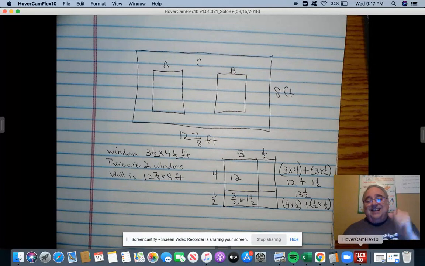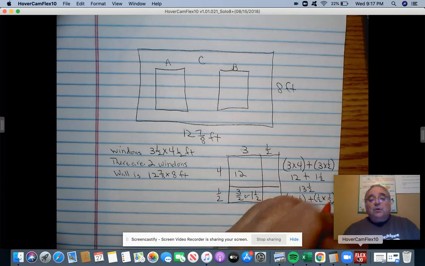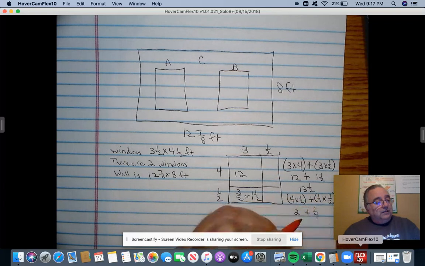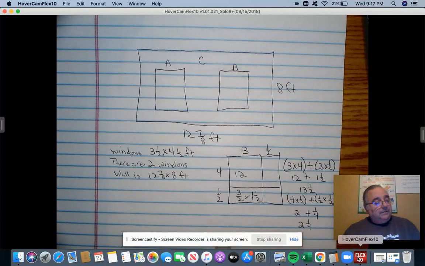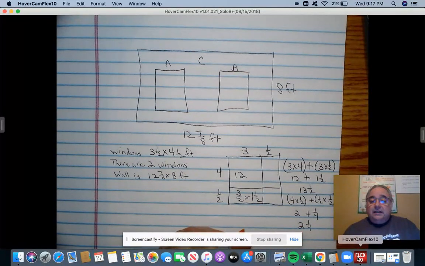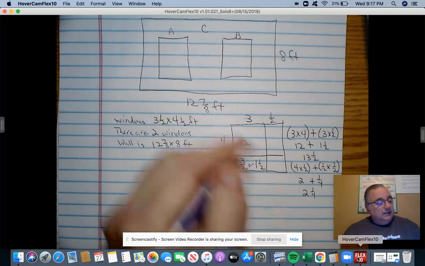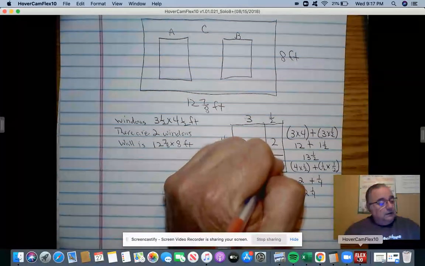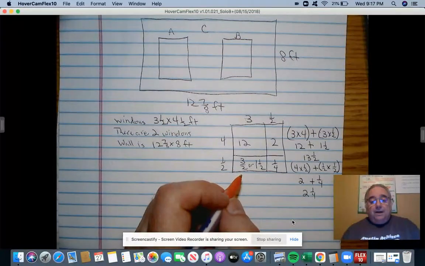Excellent. Yes, 4 times 1/2 equals 2. Then we're going to add 1/2 times 1/2, which is 1/4. So that gives us 2 and 1/4. So what I'm going to do is create an equation here so I can get the total area for the windows. Pausing the video in 3, 2, 1, pause.